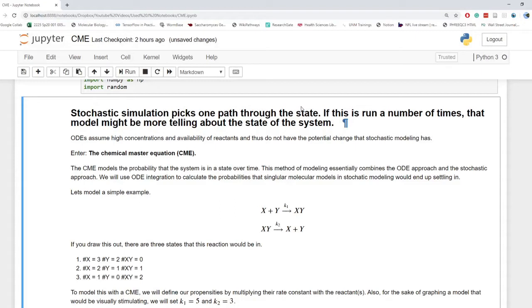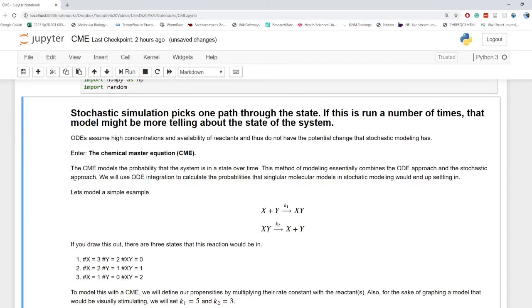Now, ODEs assume a high concentration and availability of reactants and thus do not have the potential change that stochastic modeling has. This is going to be closer. What I mean by potential changes is that this will be closer to the average of the stochastic simulations if you run a boatload of those stochastic simulations. Anyway, both of these have their downsides, and so you can actually have a hybrid between the two and create this chemical master equation. I'll refer to it as the CME from now on.